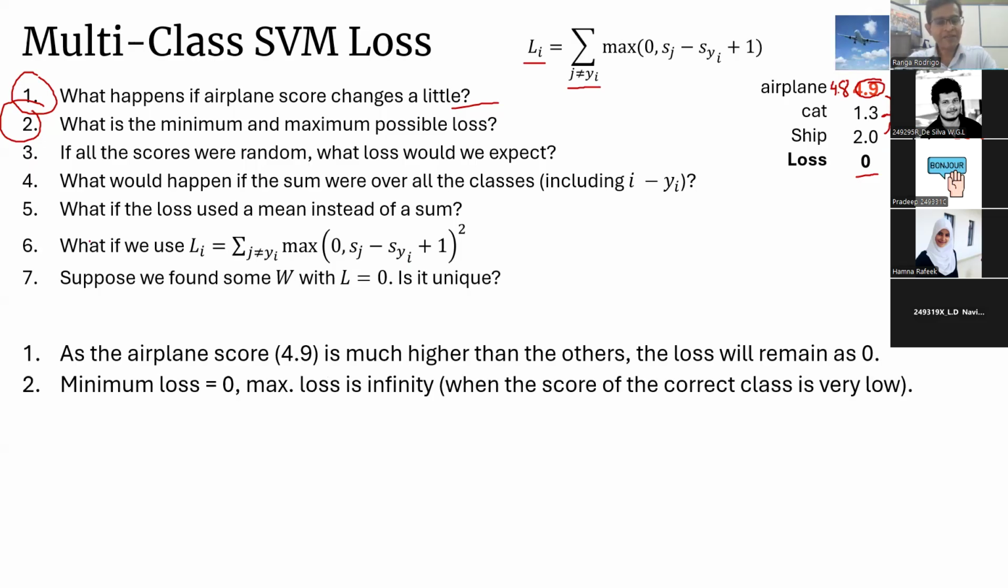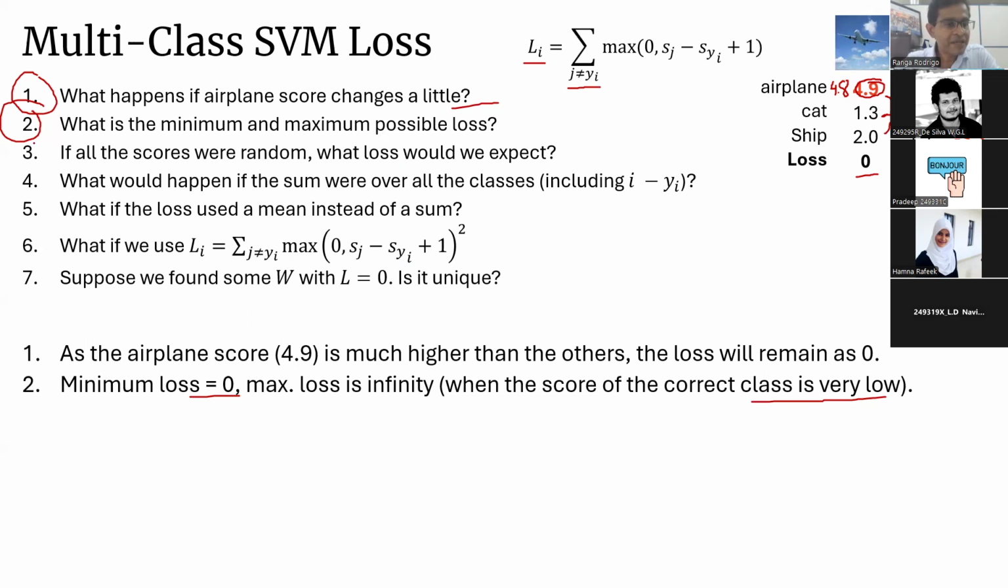Of course, minimum loss is zero. You can see all classes are correctly classified by a margin. Max loss is infinity when the score of the correct class is very low. So if the score is a large negative number, then you can have that situation.